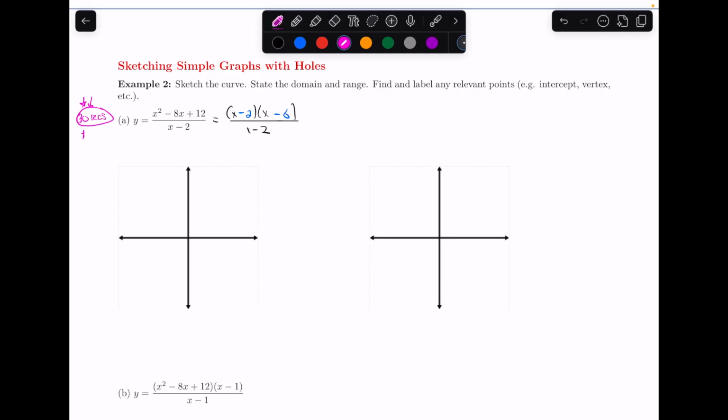And now that's nice because there's a common factor on the top and the bottom, which we can divide away. So we can divide that away, and that'll leave me with a 1 and then a 1. So overall, I'm left with x minus 6.